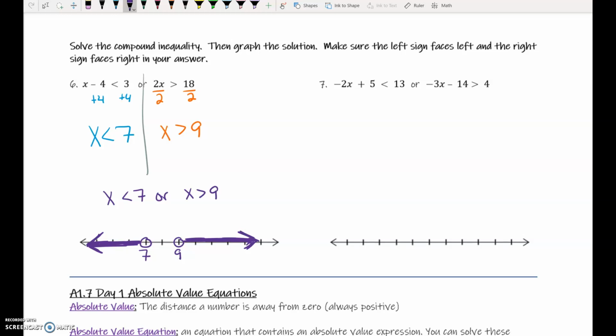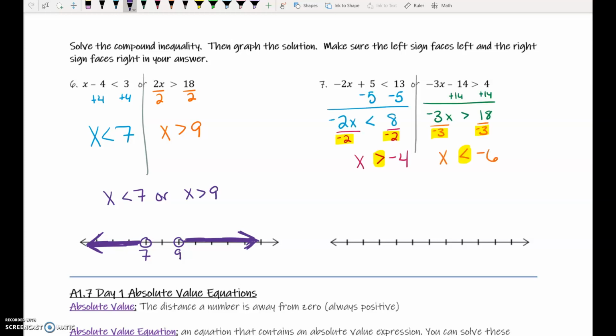I want you to try number 7 on your own. Pause the video, try number 7 on your own. So on number 7, you're dividing by negatives for both of those inequalities, so both of the symbols flip. Now, a lot of teachers would say you need to put the less than one on the left. So our final answer is x is less than -6 or x is greater than -4. If you skip that step, that's totally fine. I don't care what order you put those inequalities, but I do care that you graph it correctly.